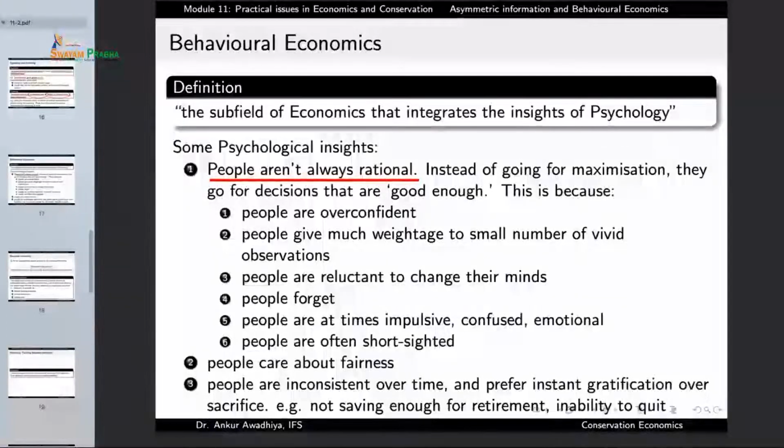People are often short sighted. They look for quick benefits. They look for ways to avoid the harms that are there in the near future.